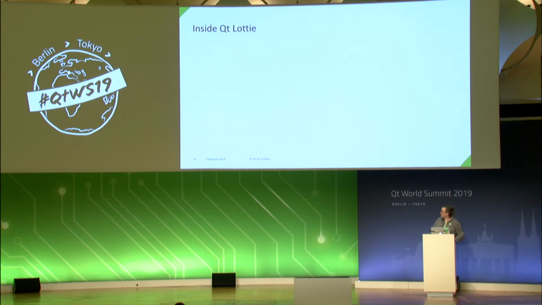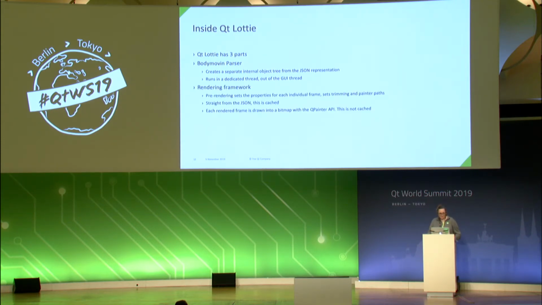QtLottie itself is a fairly simple application. It runs in three stages. First of all, we parse the Bodymovin files. The Bodymovin files already come as JSON files, so parsing them into a JSON tree is pretty simple. You can run this in a dedicated thread, so it's not taking up the GUI. We then add a rendering framework on top of this, which reads and sets the properties for each frame. So it calculates where the properties need to be for each frame. It will set the trimming and the paint path while it's doing it. And then we cache that. So the description of how each frame should be is then cached elsewhere.